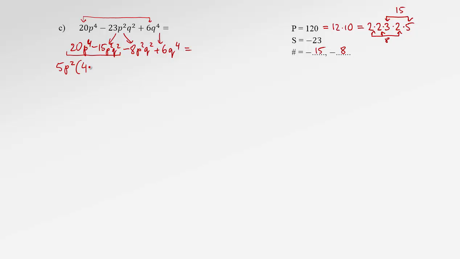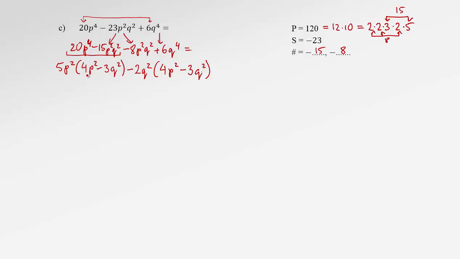What's left is 4p squared minus 3q squared. From the last two terms, we can pull negative 2q squared. Therefore, we'll get 4p squared. Switch the sign, so it's negative 3q squared. Fantastic, because it's exactly the same bracket.